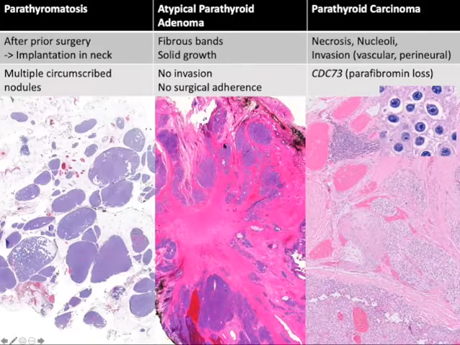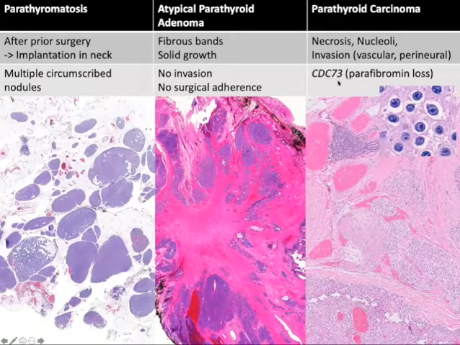Atypical adenoma starts to be a solitary large nodule that has a lot of fibrous bands, maybe a little bit of pushing out into the surrounding tissue. You're like, ooh, was that cancer? Cancer of parathyroid is very hard to diagnose unless you have things like necrosis, and think vascular or perineural invasion. Occasionally you'll get prominent nucleoli, but not needed.